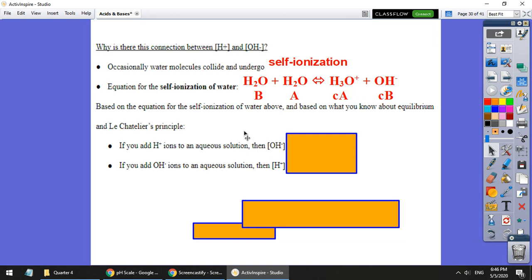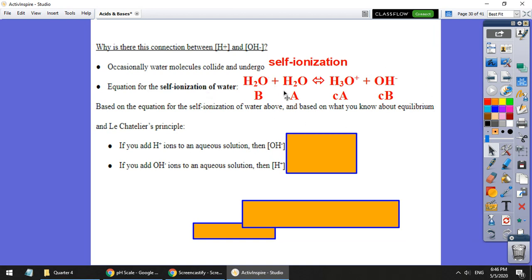Now, just a few weeks ago, you learned about equilibrium and Le Chatelier's principle, and what happens if we put stress on a system at equilibrium by adding reactants or products. Keep that in mind as we answer these next two questions here. Let's say that we add H+ ions to a system by, say, dissolving an acid in water. How is that going to affect our system?